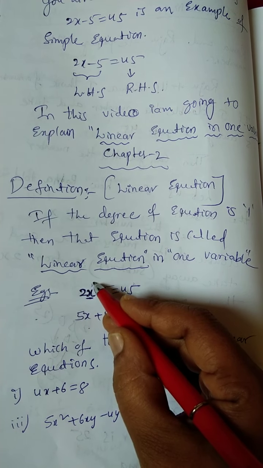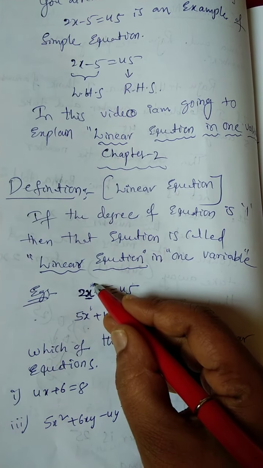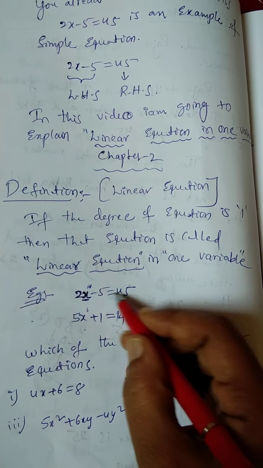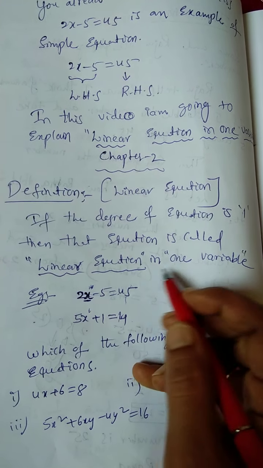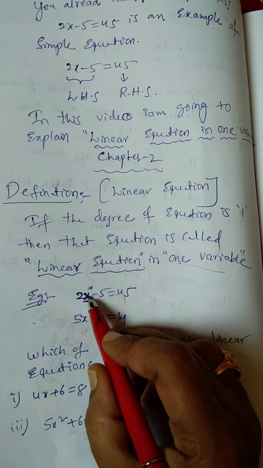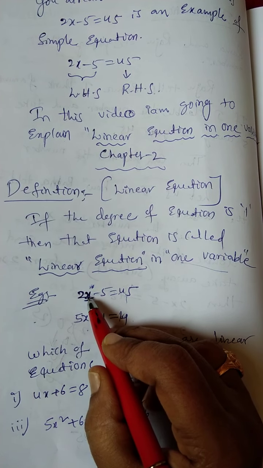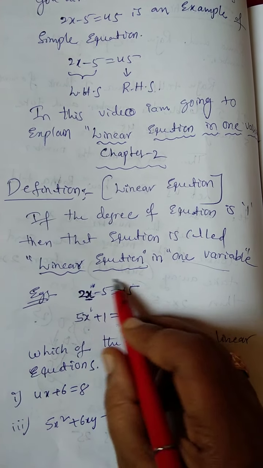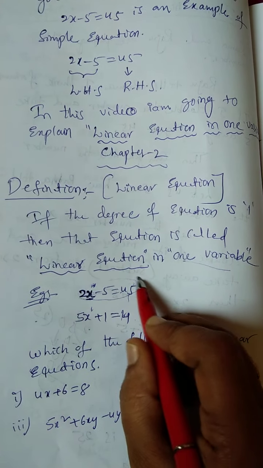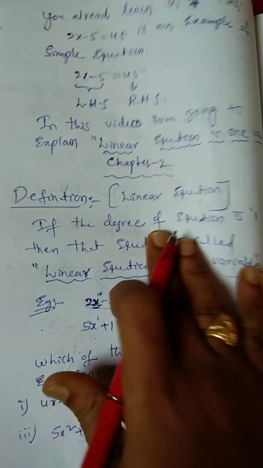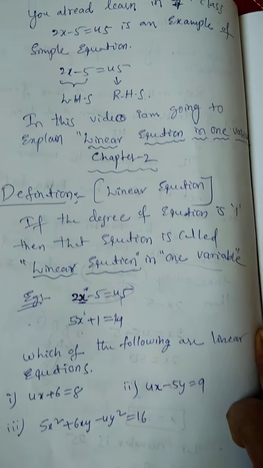Why? Because here the degree is 1. For variable x, the power is 1. So we can call it a linear equation. And one variable means here we are using only one variable, that is x. So we can call this a linear equation in one variable. This is the definition and example.